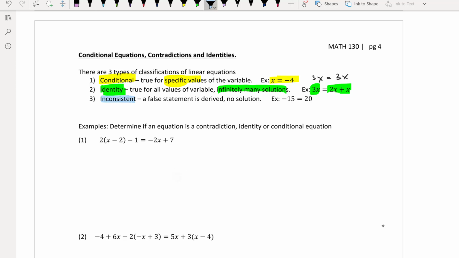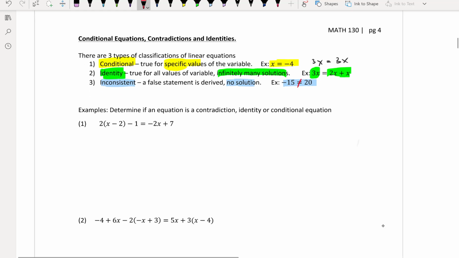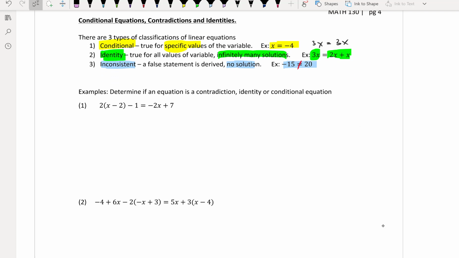And now if we have inconsistent, that means it's going to be no solution. So what's happening with this example is that obviously negative 15 cannot be the exact same value as 20. Those 2 values cannot be equal, right? You can be in debt $15 but still have $20, right? But right now, at this moment in time, I can't have negative $15 and $20 at the same time, physically in my hand, right? That doesn't happen. That means something is not true there.